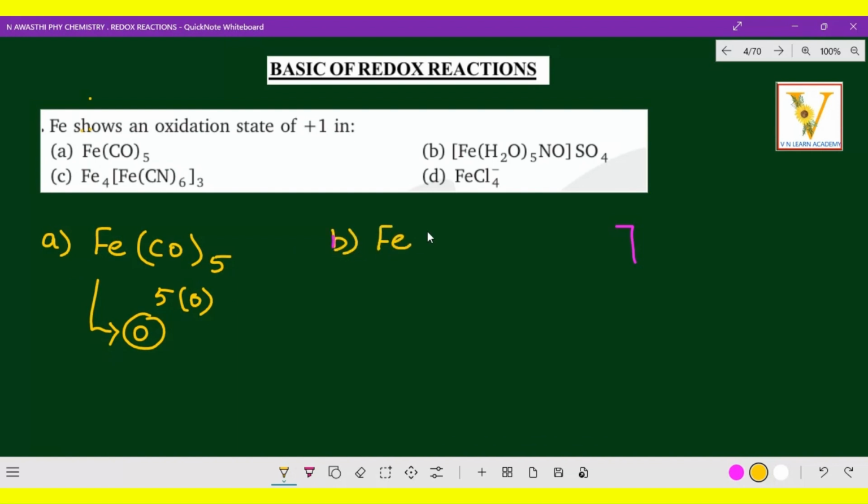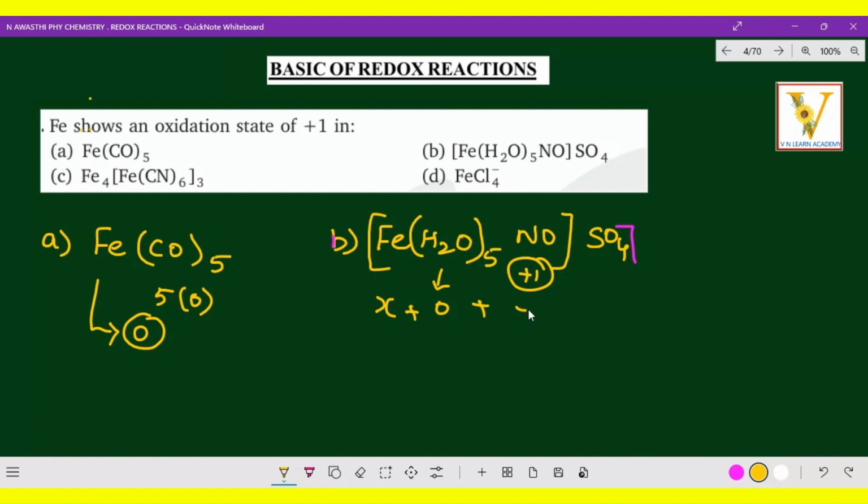Option B, [Fe(H2O)5NO]SO4. Here, inside the coordination sphere, H2O is a neutral compound, so its oxidation state is 0. So 5 into 0 is 0. This is X plus 0 plus nitrosonium, and the nitrosonium ion always has +1 oxidation state. So here +1 equals the sulfate ion, which is -2. So this is -2. So X equals what do we identify? Here -2, here +1. So X equals +1 oxidation state.